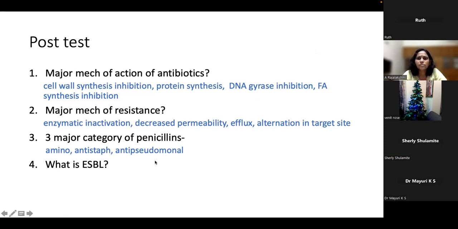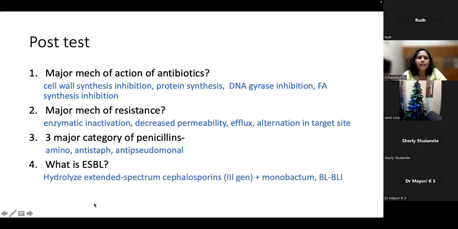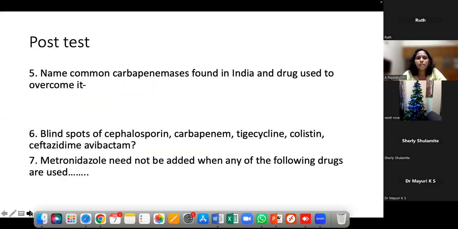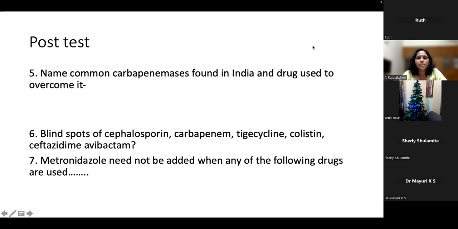What is ESBL? Extended spectrum beta-lactamase. So how do you identify that? It hydrolyzes third generation cephalosporin and aztreonam, but it is sensitive to and overcome by BLBLI. Name common carbapenemases found in India and drug used to overcome it. What's your answer? Carbapenemases are NDM, OXA-48.